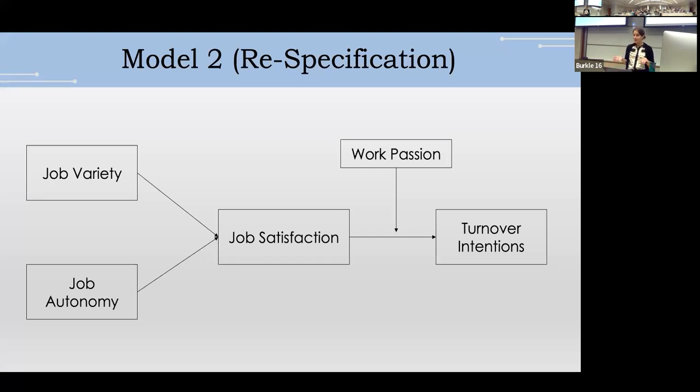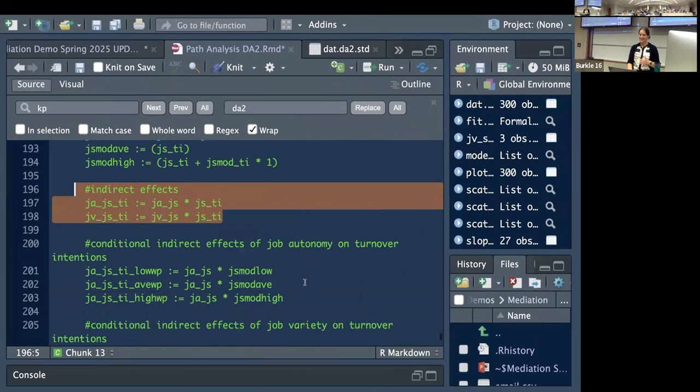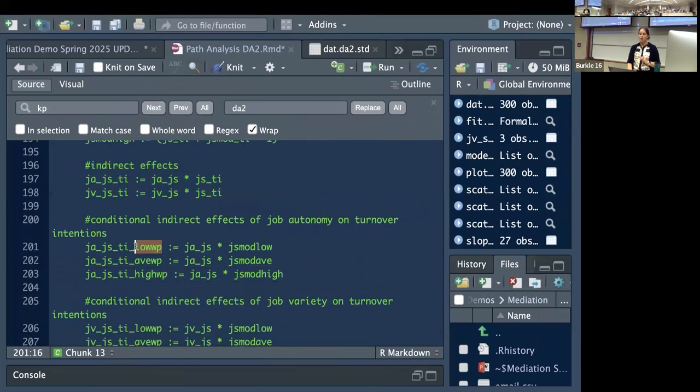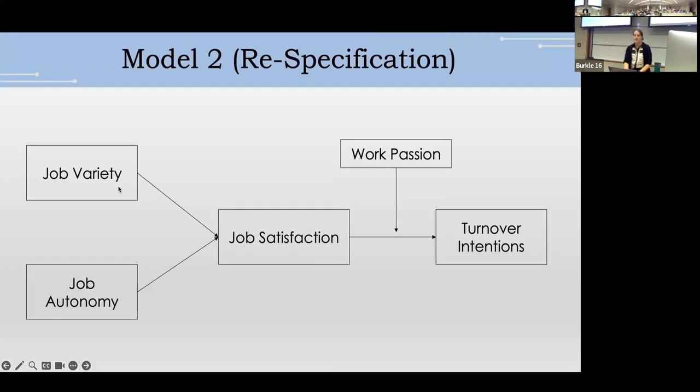Guess what? We can calculate that too, right? I know you can handle it, right? So basically we can calculate this indirect effect when work passion is low, work passion is average, and work passion is high. It's not new. I'm just asking you to put together a lot of things that you know. None of it's new, but the volume gets bigger. So how do we do that?